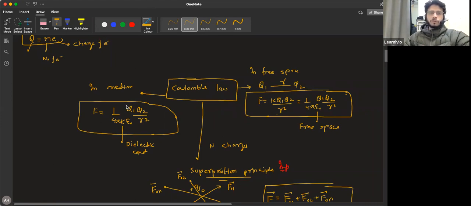See, my motive is to solve numericals. Sakina Abbas, Sakina, Nazia.